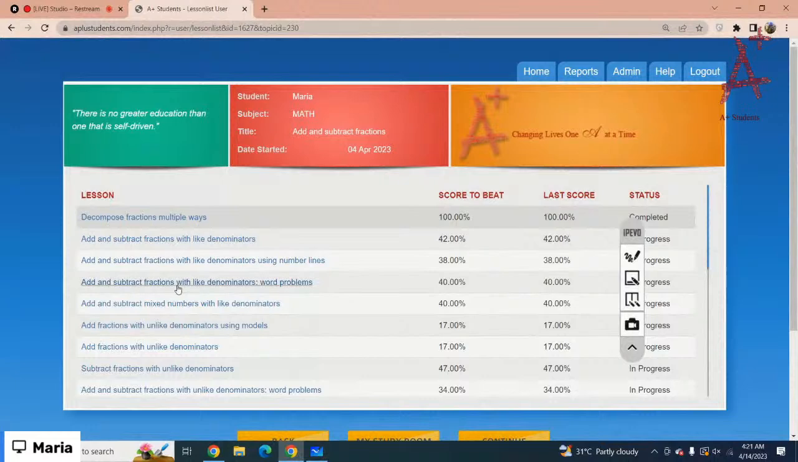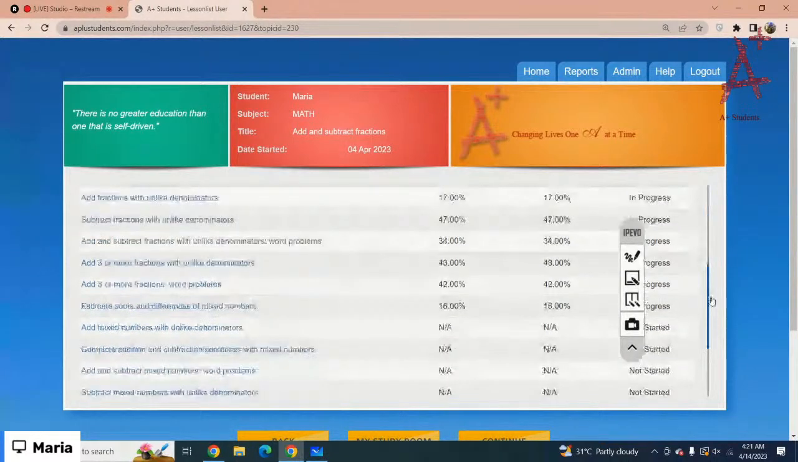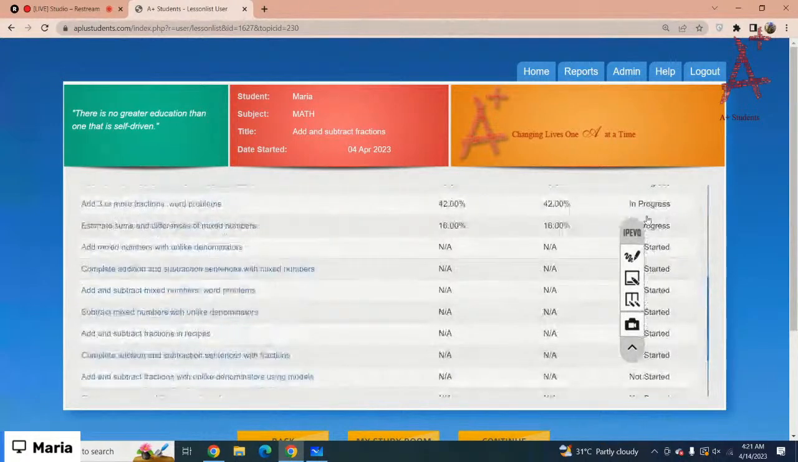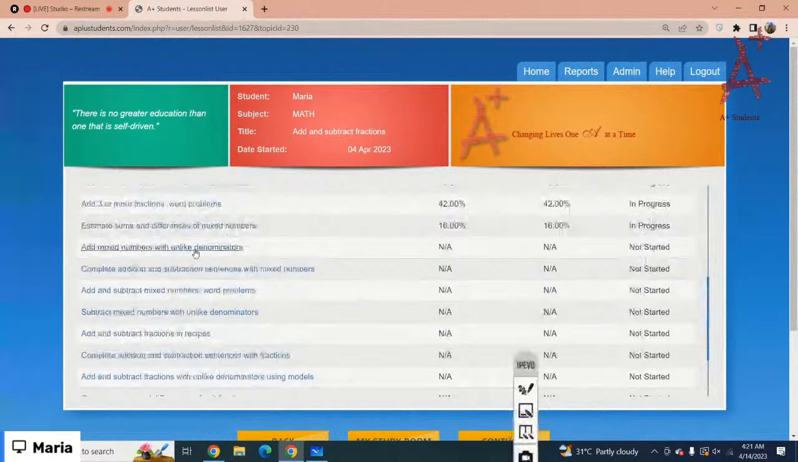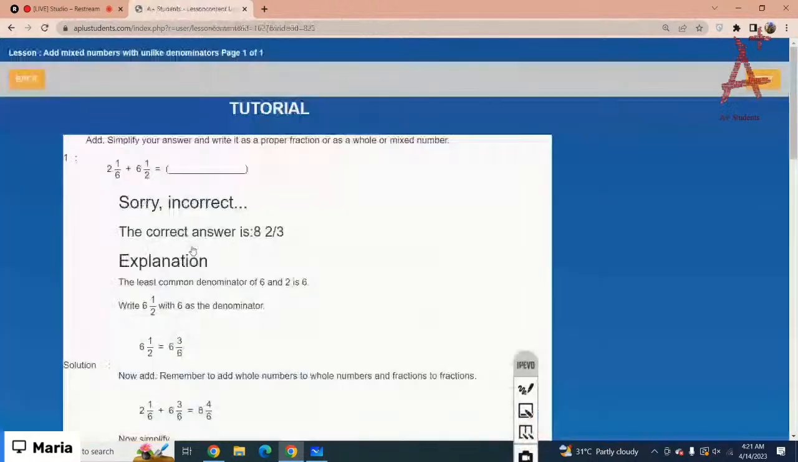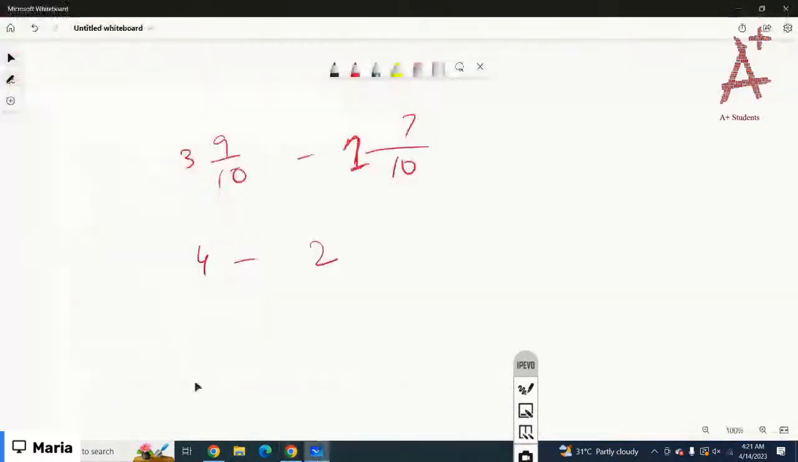Okay, the next lesson is here it is. Add mixed numbers with unlike denominators. So we have added or subtracted the fractions with like denominators. Now we're going to add them with unlike denominators. Unlike denominators means that they have different denominators. Got it?